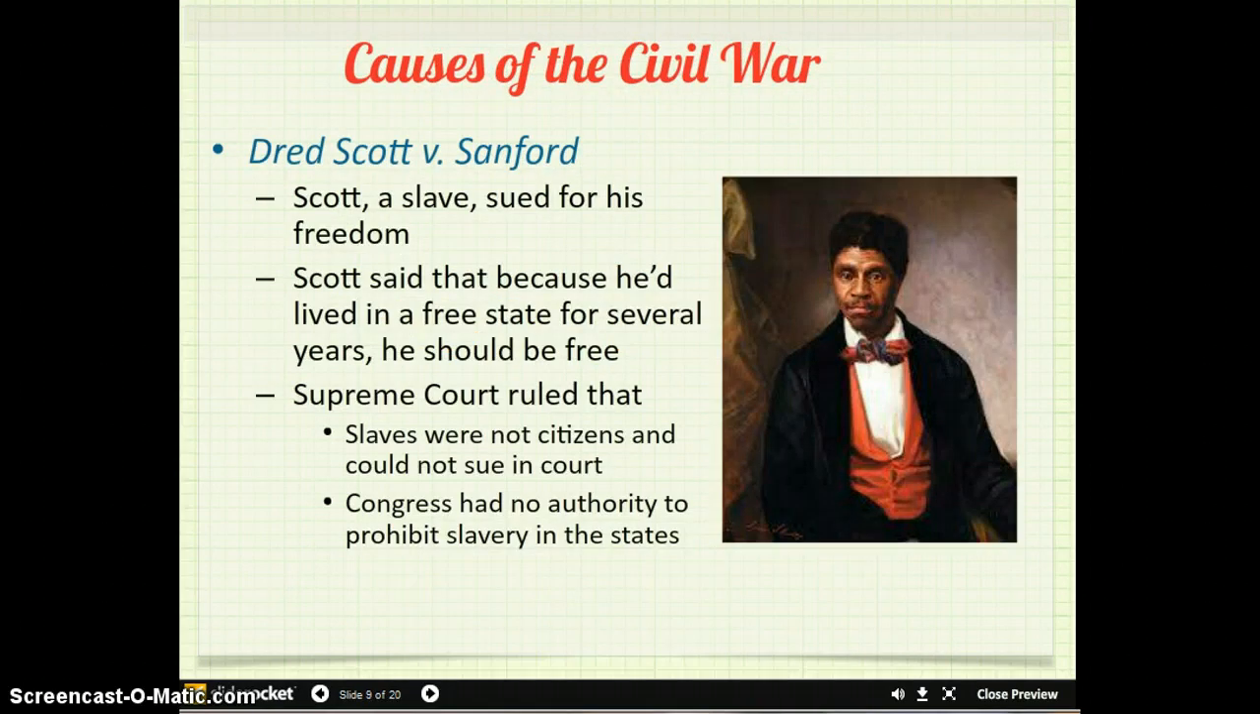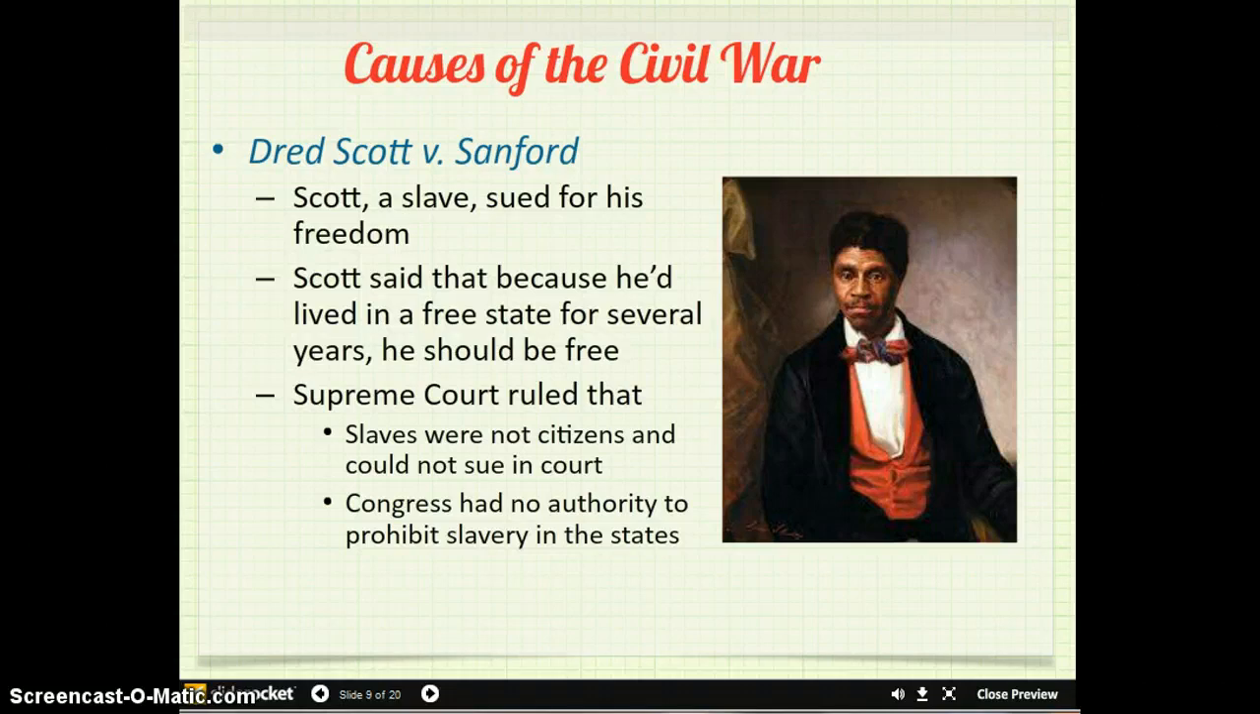Dred Scott versus Sanford was a very important Supreme Court case that came out of the pre-Civil War era. Scott was a slave who sued for his freedom, and he said that because he had lived in a free state for several years, he should be free.